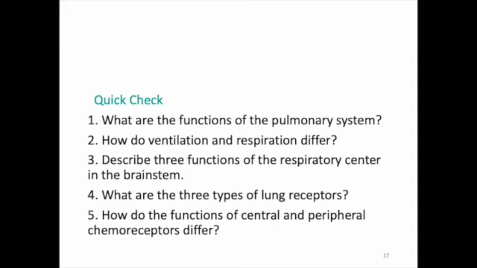At this point in the presentation, you should be able to answer the following questions. What are the functions of the pulmonary system? Be able to differentiate ventilation versus respiration. Describe the three functions of the respiratory center in the brainstem. What are the three types of lung receptors and what do they do? And how do the functions of the central and the peripheral chemoreceptors differ?